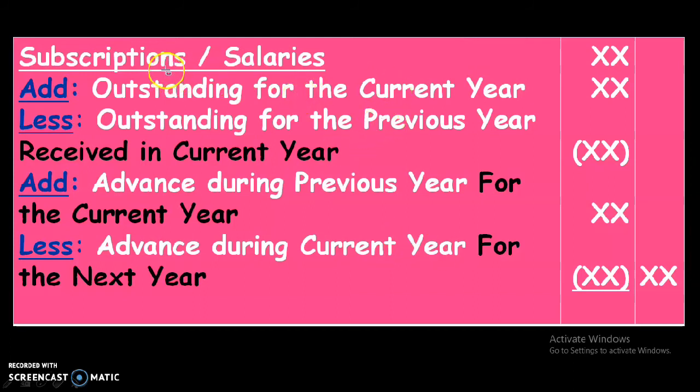So over here we have subscriptions and salaries. It could be for either, and this adjustment could be asked either for an income like subscription, or it could be asked for salaries, that is an expenditure. So as I told you, the amount which is written in the outer column is the amount of expense, the amount of income only for the current year. Only for the current year. Which means any expense, any income given for the previous year, we minus. Any expense, any income given for the next year, we again minus that. Let's see the adjustment in detail.